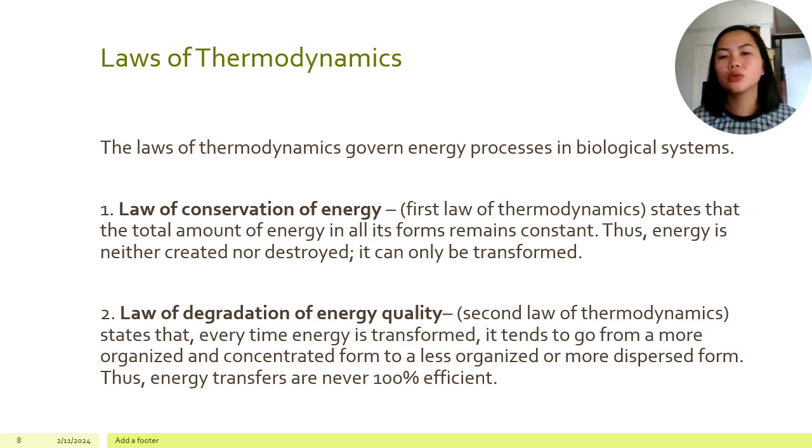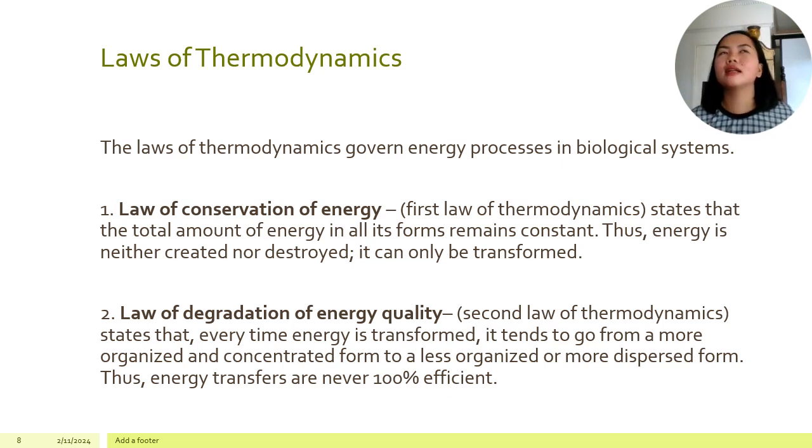Now let's move on to the second law of thermodynamics, which is the law of degradation of energy quality. When we say degradation of quality, it means there is a good quality, and once it transforms, it gets degraded to a lower quality, or to a lesser good quality. So this states that every time energy is transformed, it tends to go from a more organized and concentrated form to a less organized or more dispersed form. Thus energy transfers are never 100% efficient.